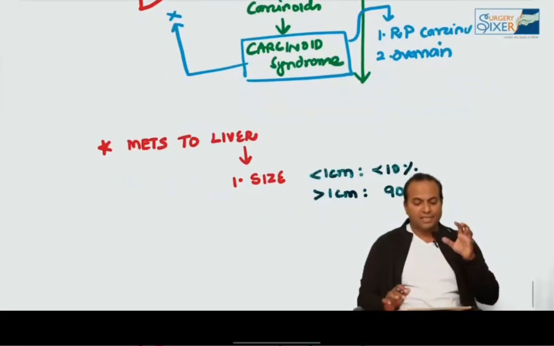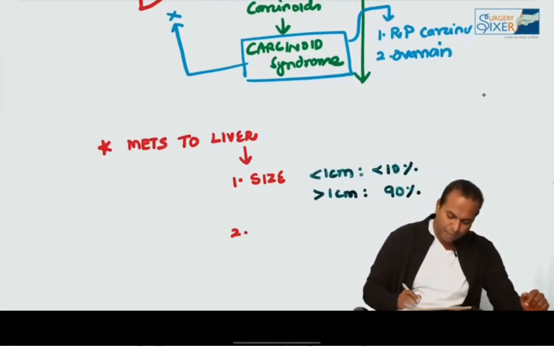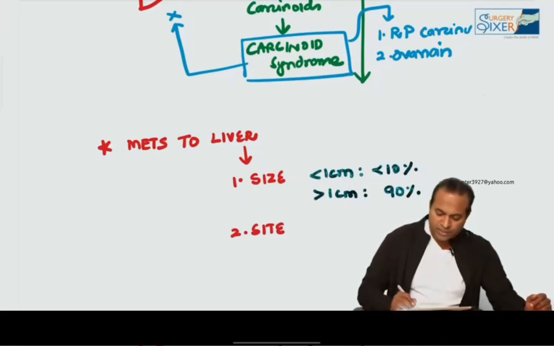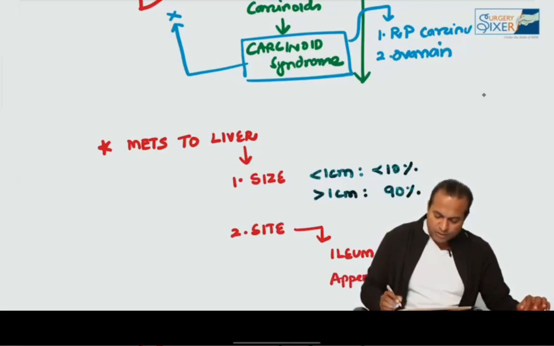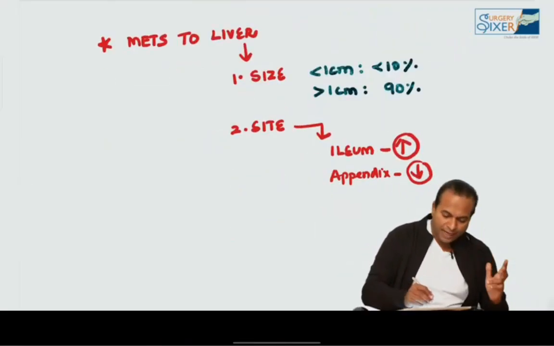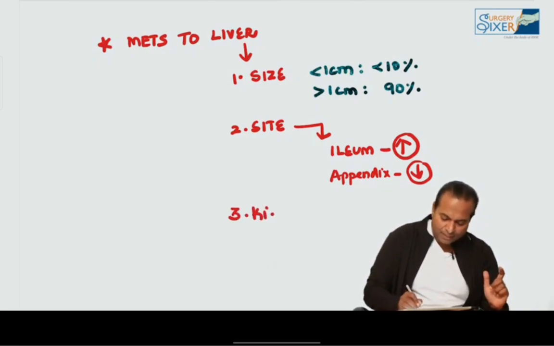So the factors predicting the mets are, number one, size. Number two, site of the tumor. Which tumor produces more mets? So please remember, ileum produces the highest liver mets, lowest with appendix. Appendix carcinoid produces the lowest liver mets. So size, site, and the third one, already I told you, Ki67 index, based on Ki67 index and the grade of the tumor.